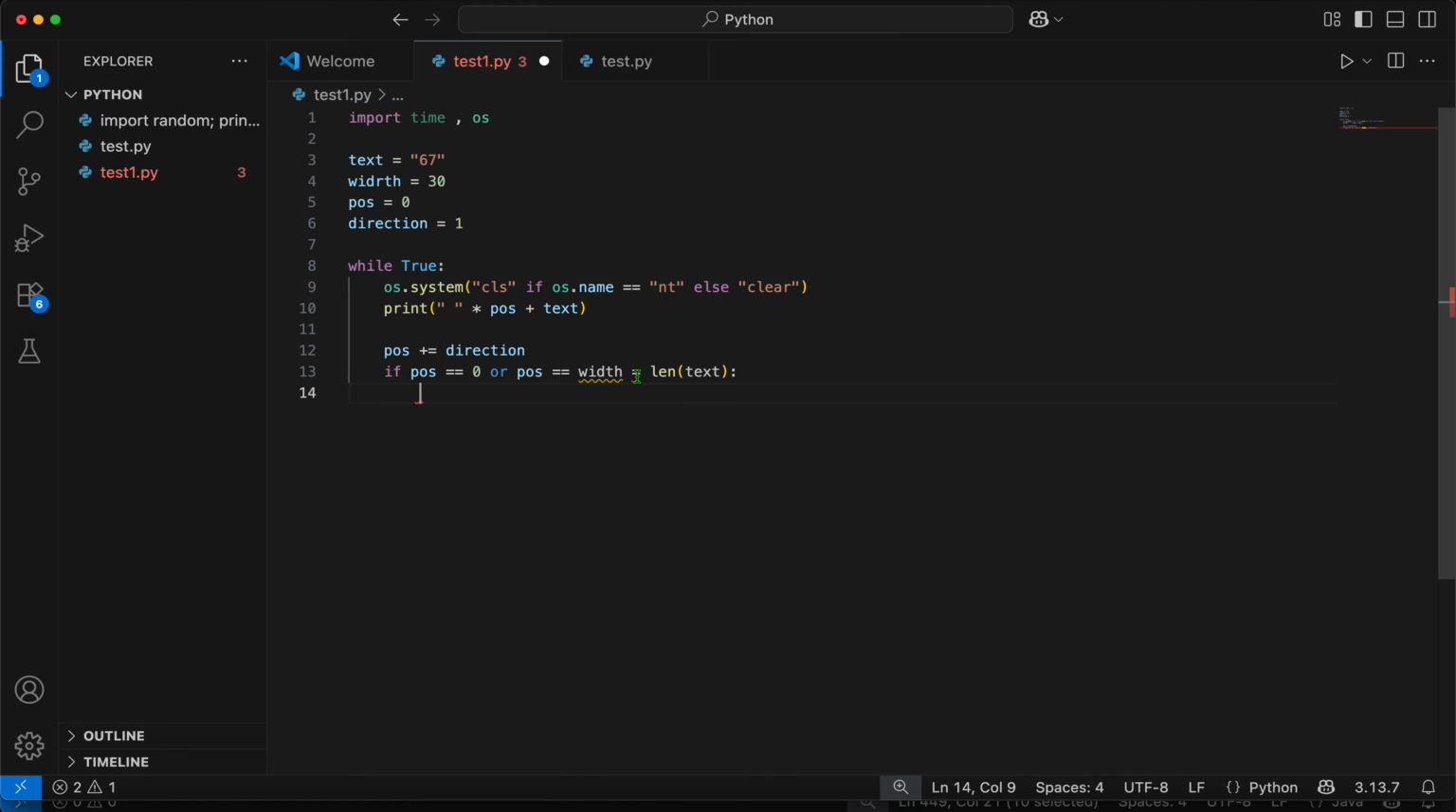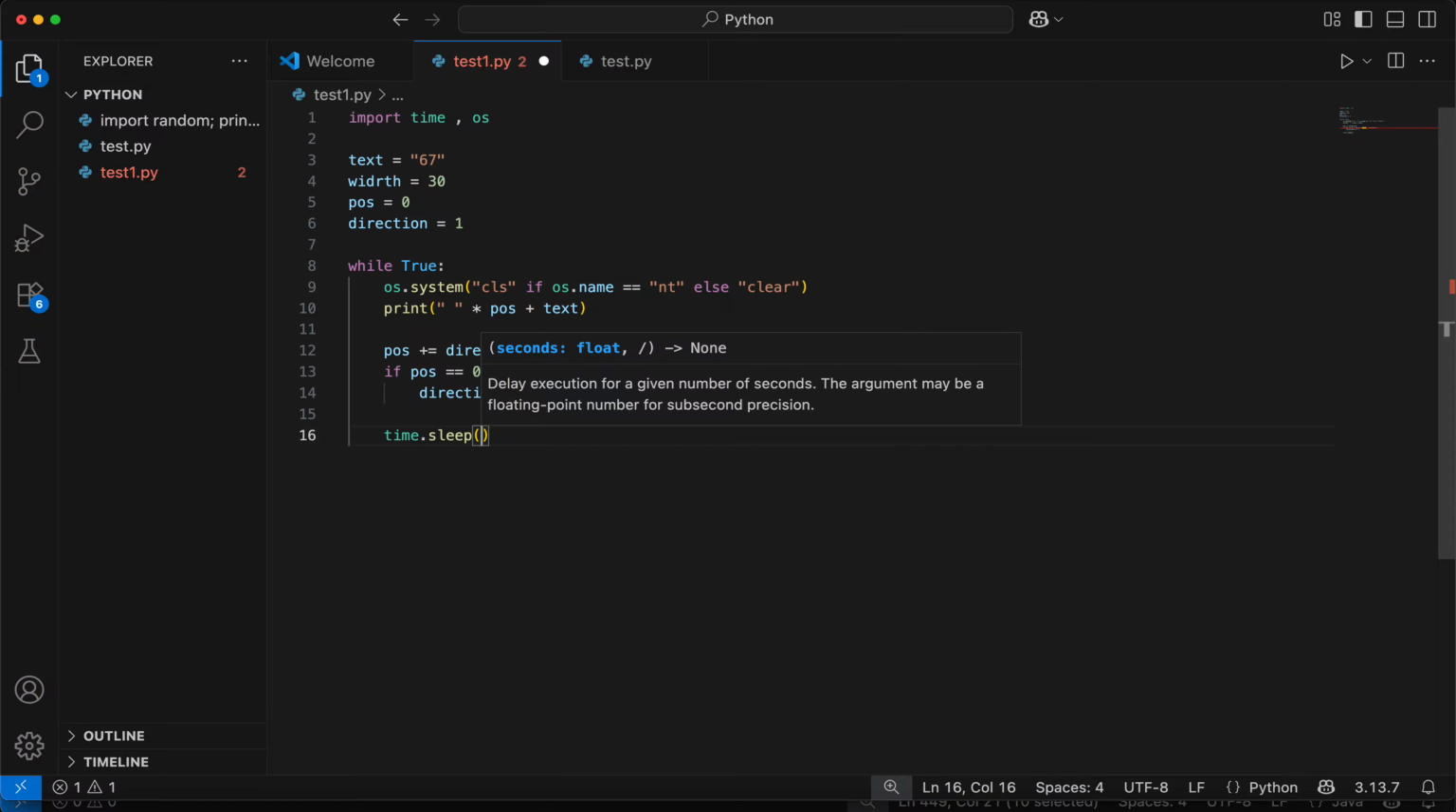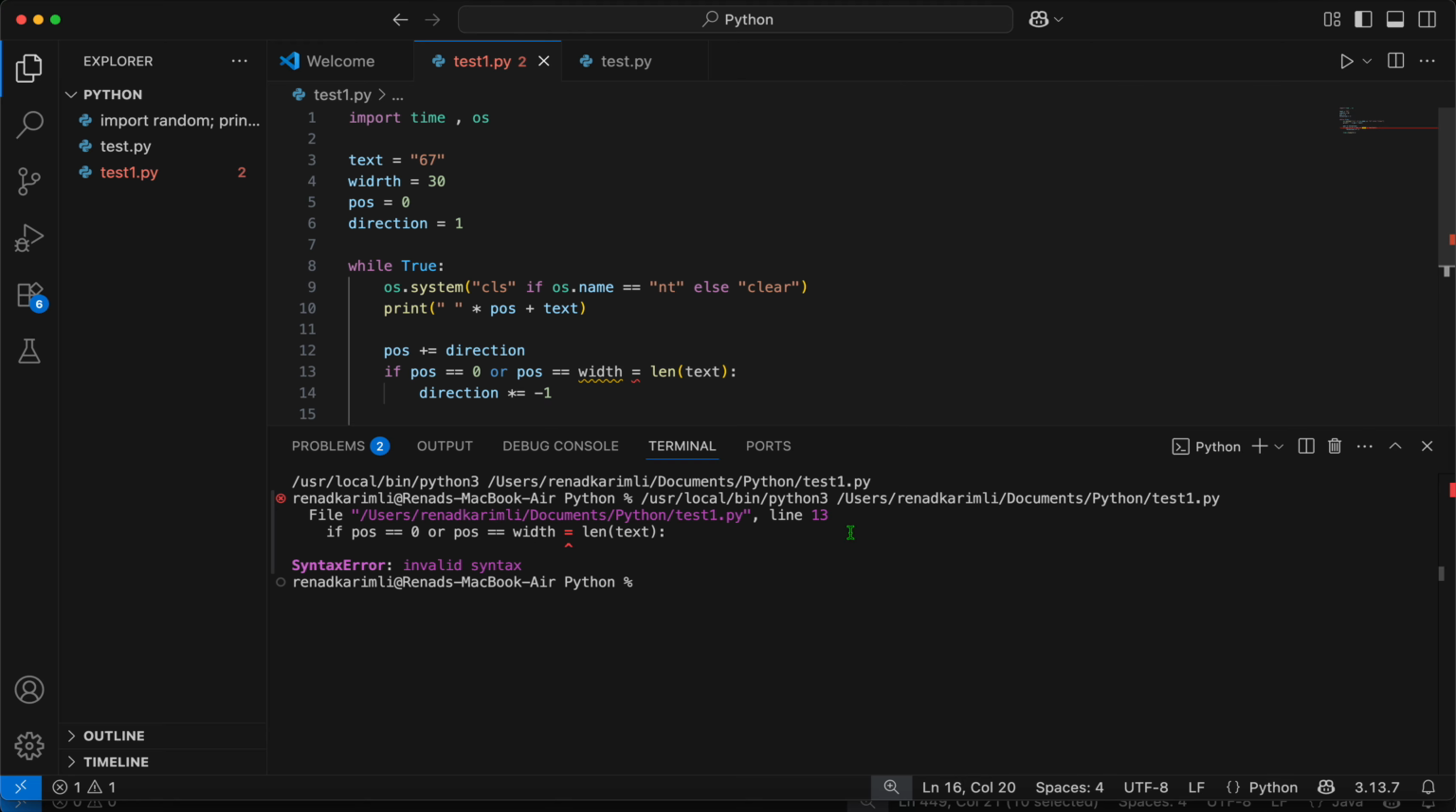then we'd like to direction multiply equals -1. And next we'd like to do is just write time.sleep in brackets, write 0.1. So okay guys, let's run it.